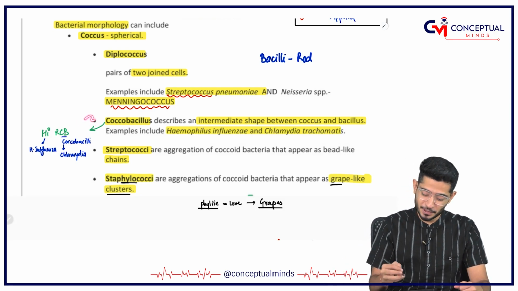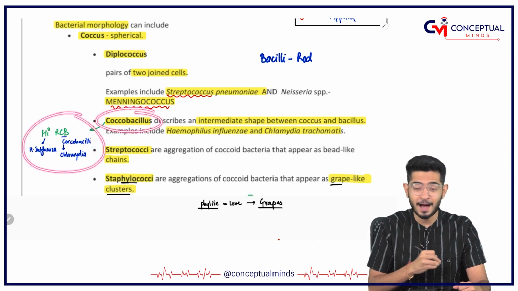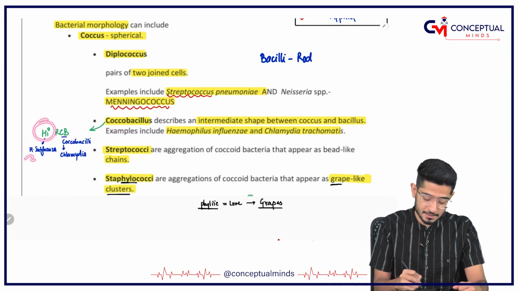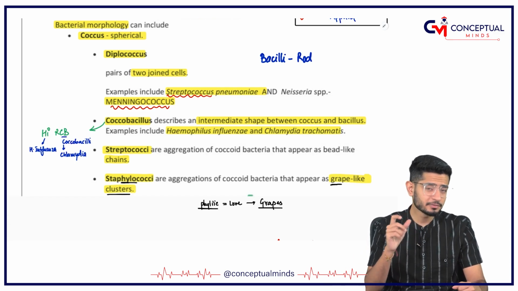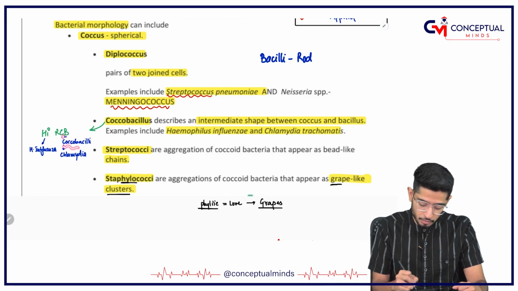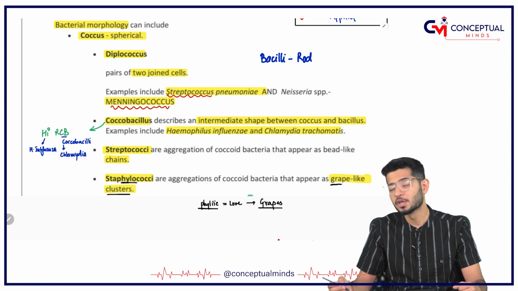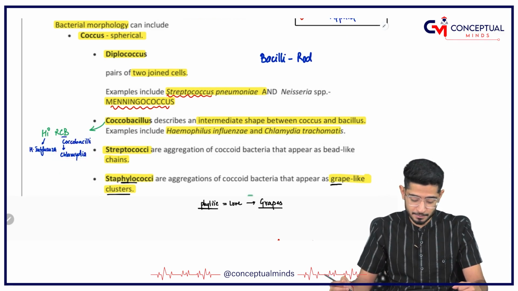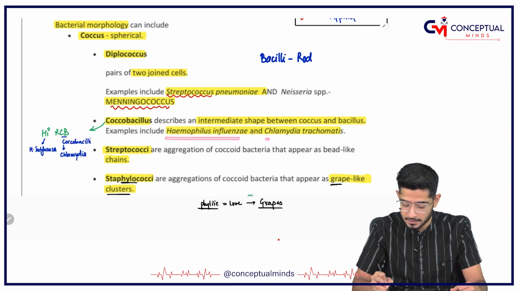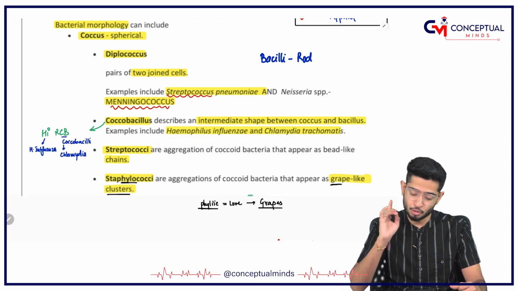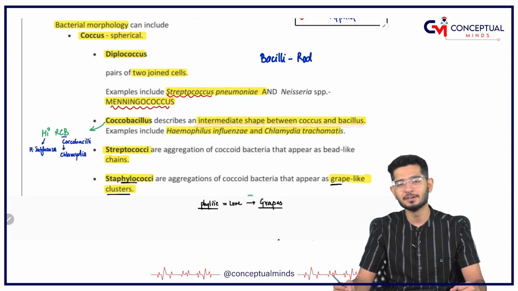Coming back to the topic, the mnemonic to remember cocobacilli is high RCB. What does that mean? High means Haemophilus influenzae. What is the meaning of RCB then? C for coco, B for bacillus, and the example from C is chlamydia. So cocobacilli has got two examples, that is Haemophilus influenzae and chlamydia. So I've written Haemophilus influenzae and chlamydia. Cocobacilli can be described as an intermediate shape between the coccus and the bacillus.